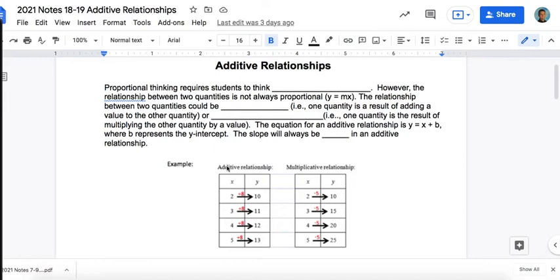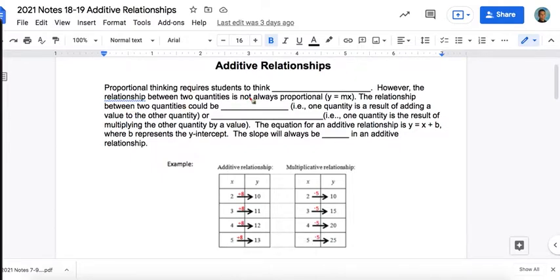To my video on additive relationships. So previously we've talked about proportional relationships, which shows a multiplication pattern and goes through the origin. Now we're going to see what happens when we have an additive relationship.